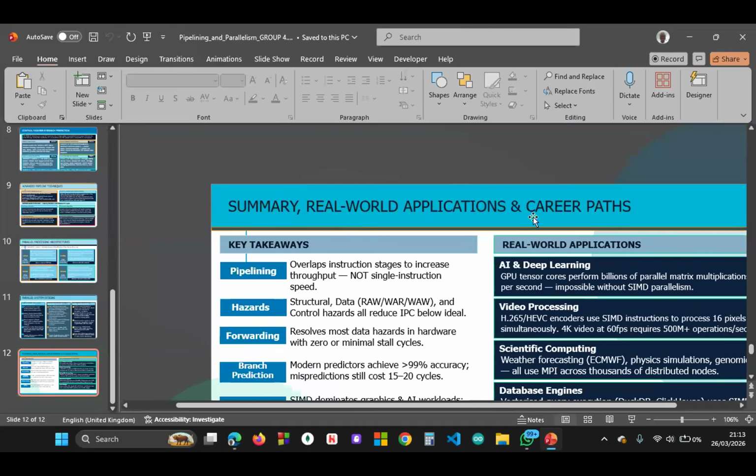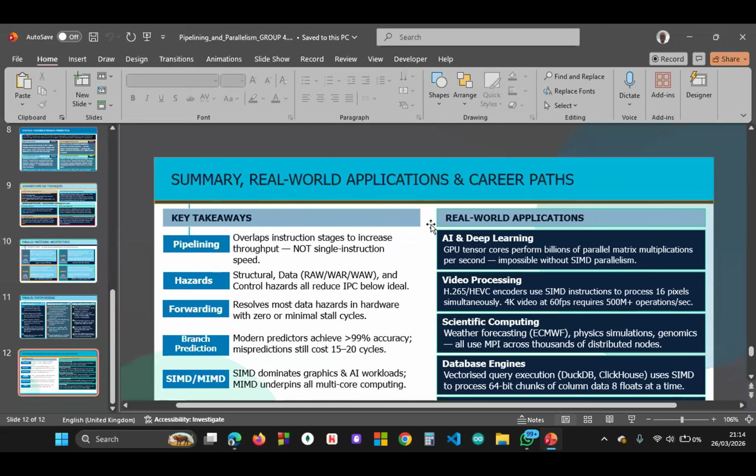Summary and real-world application. Pipelining overlaps instruction stages to increase throughput, not single instruction speed. Hazards: structural, data, for example RAW, WAR, WAW, and control hazards reduce IPC. Forwarding resolves most hazards in hardware with zero or minimal stall cycles. Branch prediction: modern predictors achieve greater than 99% accuracy, but mispredictions still cost 15 to 20 cycles.